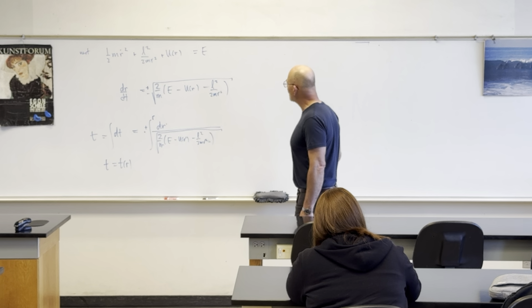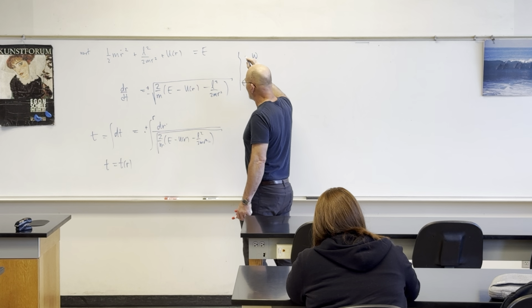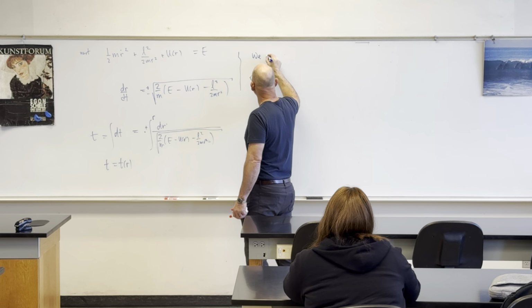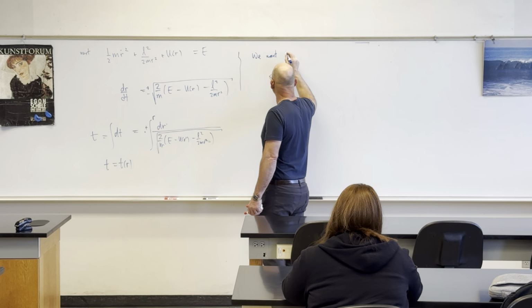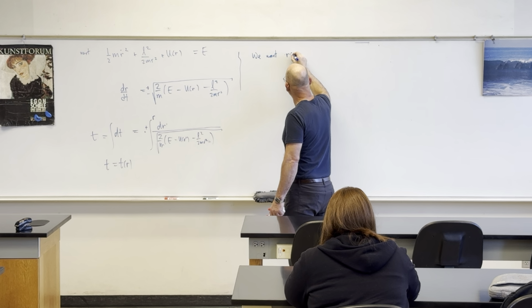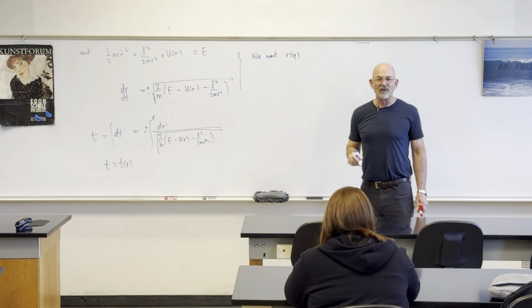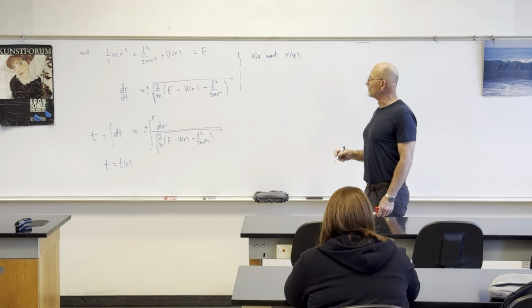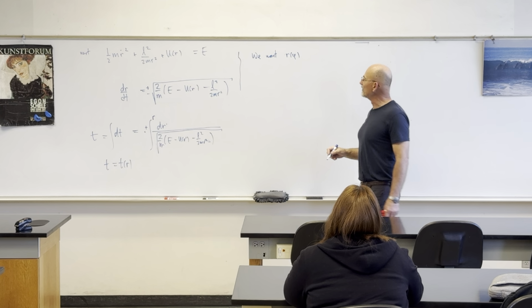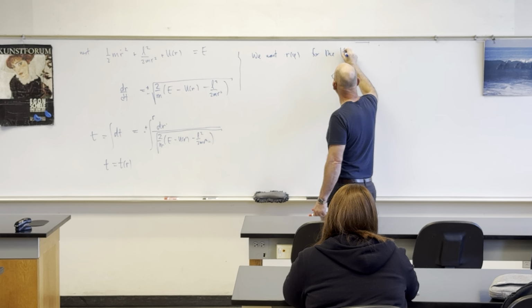Now, our goal is to find r of theta and prove that the orbit is an ellipse, right? That's one of our goals for the Kepler problem.